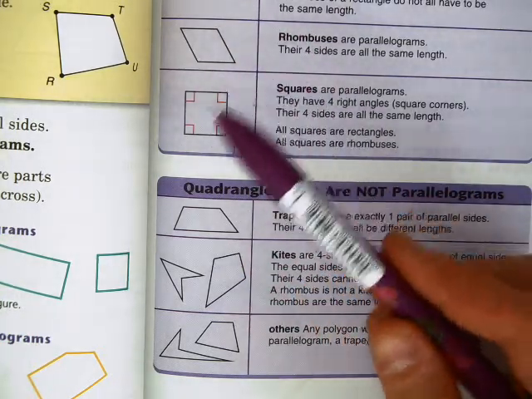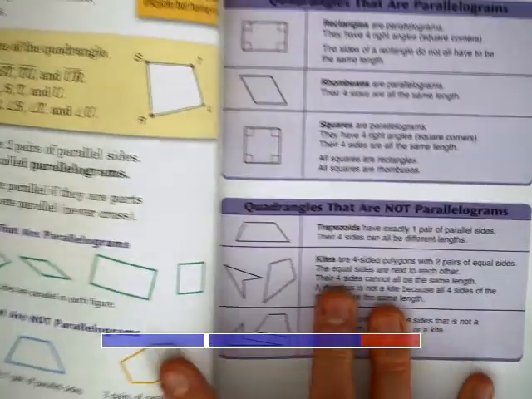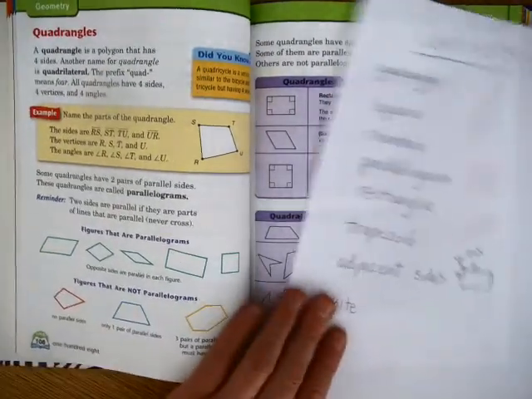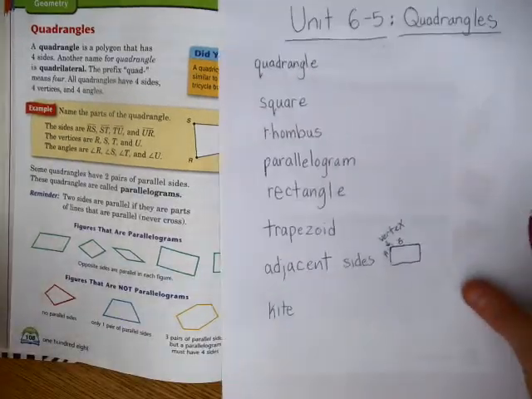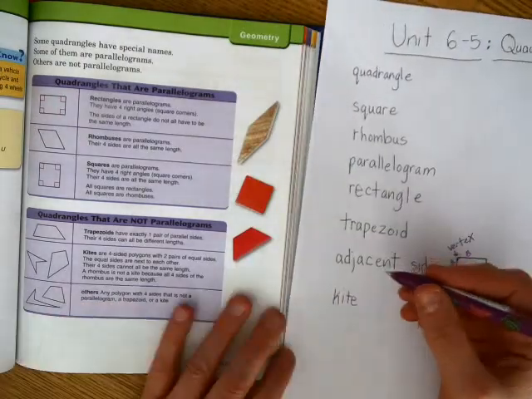It looks like somebody just squashed the top of it. So those are some kind of tricky vocabulary words that we have when we talk about quadrangles. Now, as far as what we want the kids to know, of course we want them to know what each of these words means. We also want them to be able to identify right angles.